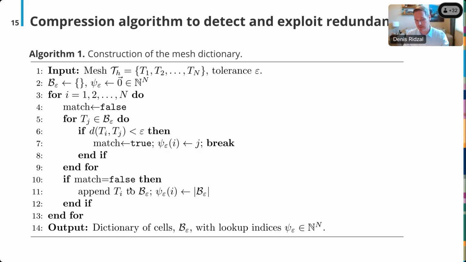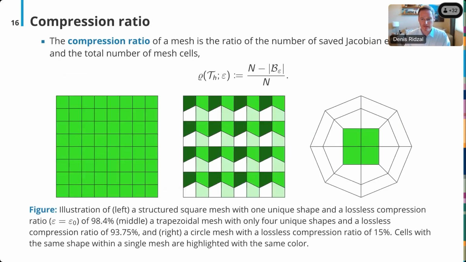It's fairly simple. This can be optimized in many ways. The searches could be done more efficiently, but fundamentally, this is what we have now in this code, Mr. Hyde, and this is what brings very significant memory savings. Now let's talk about the compression ratio. So we define it by the ratio of n, which is the number of cells, minus the cardinality of this dictionary, and n. And so this is basically how much you've been able to save on these Jacobian evaluations.